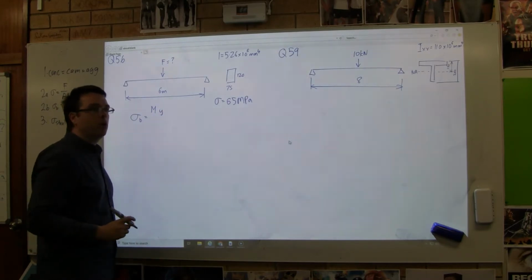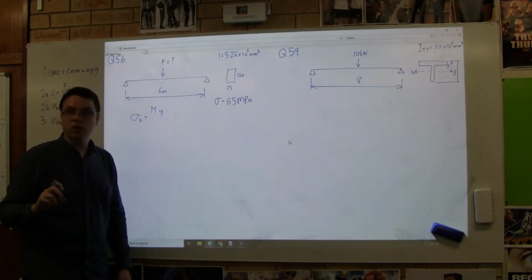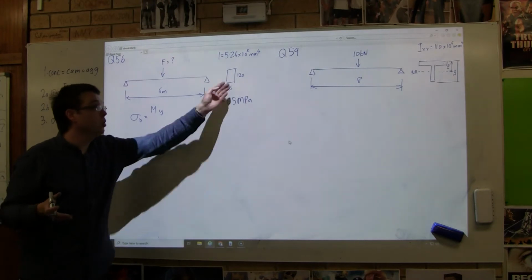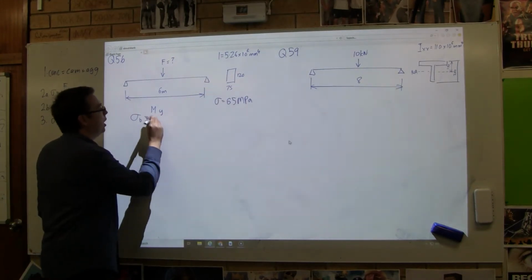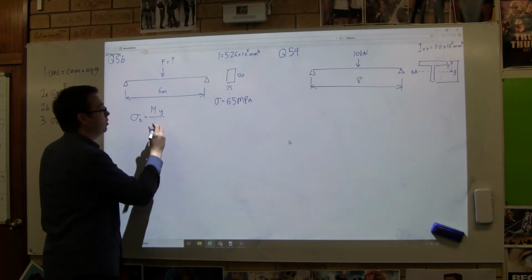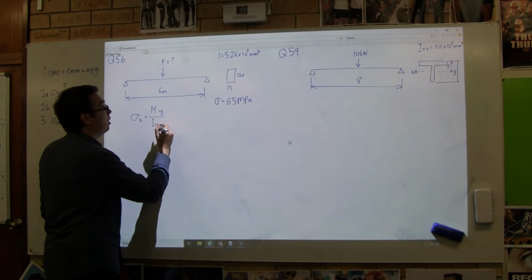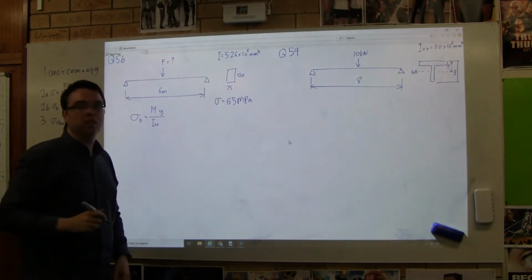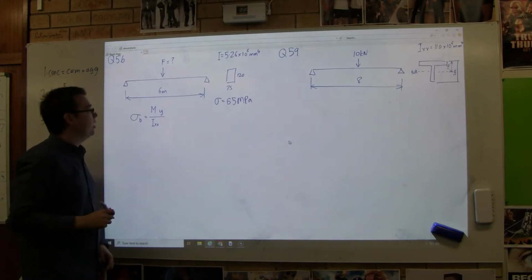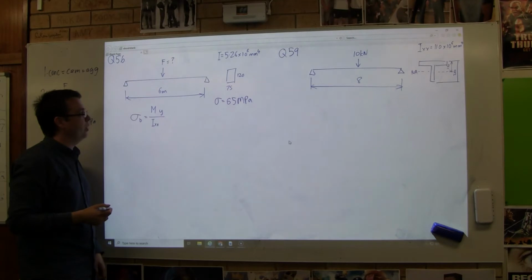fibre. Now, it's important to remember there are two distances from the neutral axis to the extreme fibre. Most of the time, in a symmetrical section, that doesn't matter. We just take one of them. And then we divide by I_xx, which they've provided just as I, the second moment of area. The moment of inertia is another name for that.